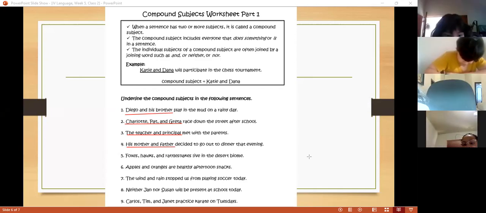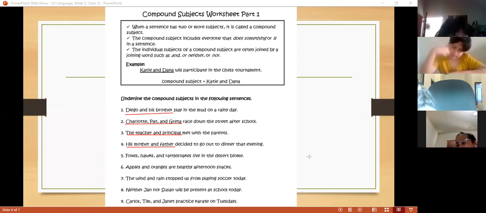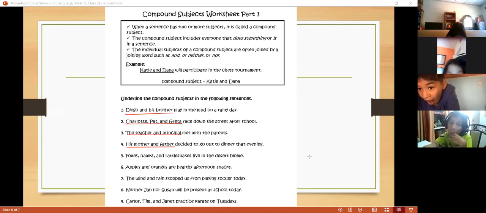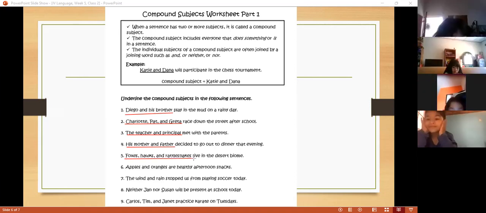Andrea Nunez, number 5. Read sentence number 5, Andrea. Foxes, hounds, and rattlesnakes live in the desert loam. What is the compound subject? Foxes and hounds. Just these two, or we can include and rattlesnakes. Excellent. Good job.